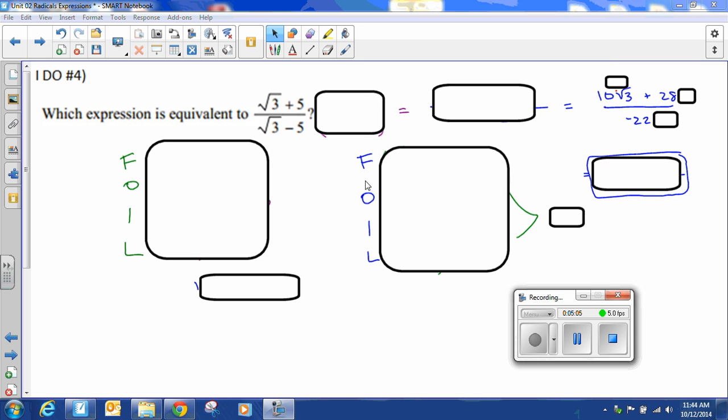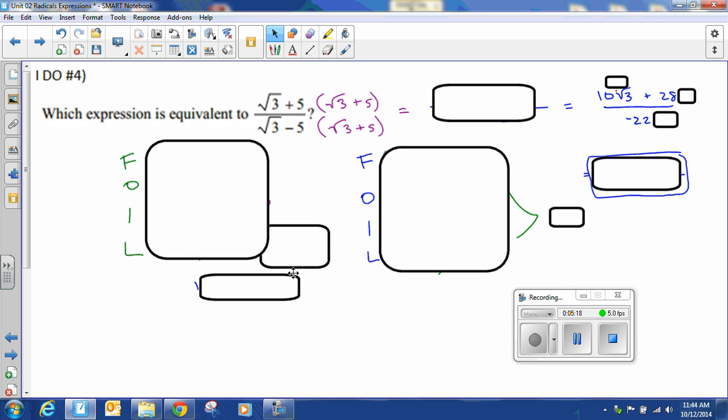Okay, here's another example where you have a rational expression, which is a binomial in the denominator, but you also have a binomial in the numerator. So we treat this the same way. You must rationalize the denominator by multiplying by radical 3 plus 5, and multiply the same by the numerator, radical 3 plus 5. And in this case, since we have a binomial times a binomial in both the numerator and denominator, we must FOIL twice.